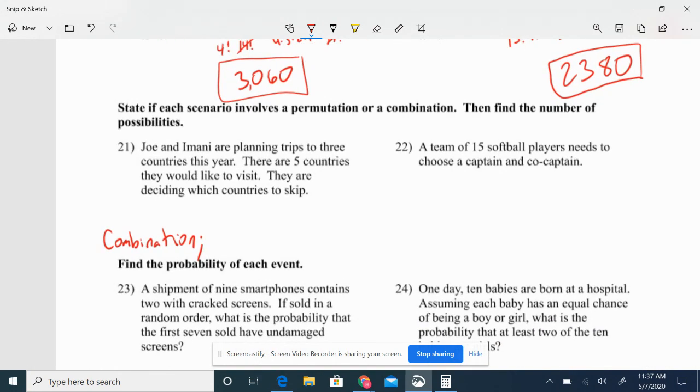Then find the number of possibilities. I'm just looking at 5 countries. They're going to choose 3. So I'm just going to see this as 5 factorial over 2 factorial, 3 factorial. So I'm going to see that as 5 times 4 times 3 factorial. I have a 3 factorial at the bottom. And then my 2 factorial is just 2 times 1. So I have 20 over 2. So that's 10.